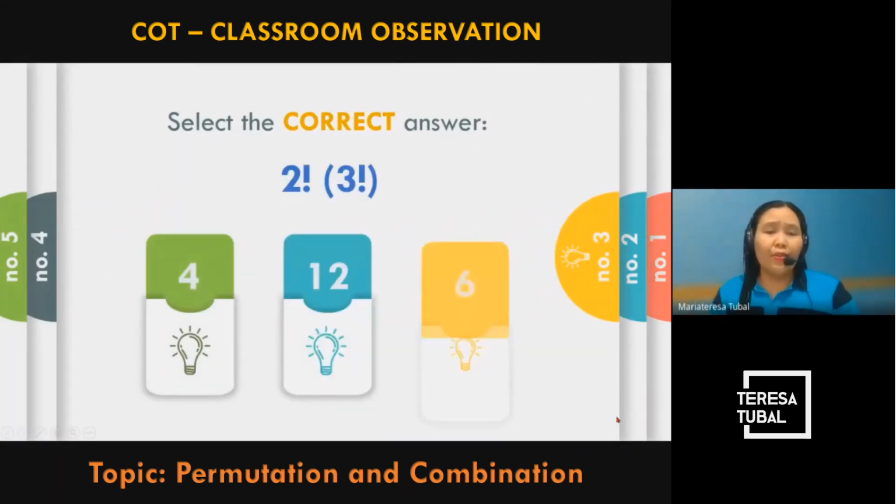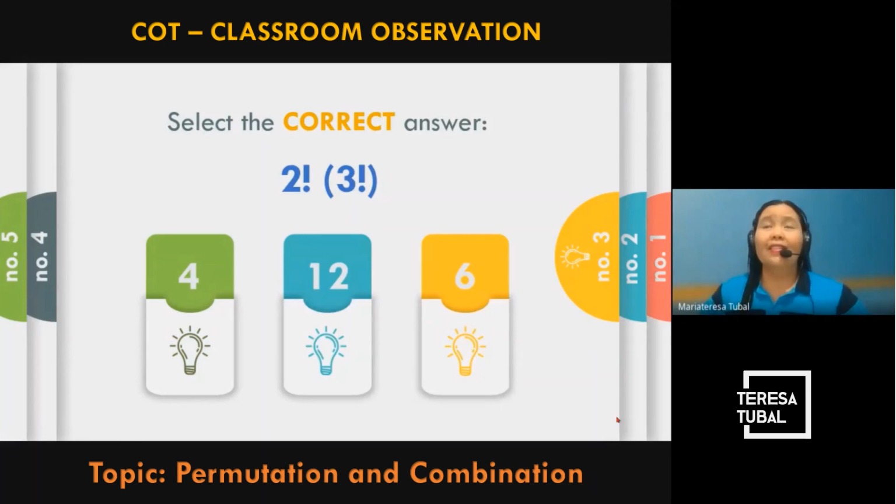How about number 3? 2 factorial times 3 factorial. 12, okay. So let us see if the answer is correct. Correct, because 2 factorial is 2 and 3 factorial is equal to 6. 2 times 6 is equal to 12.